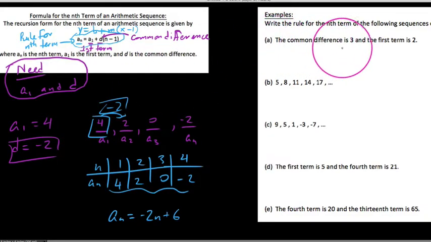So we're going to look at this one. We say the common difference is 3. Let's go ahead and write this down. D is 3 and the first term is 2. So this is like a meatball; I'm throwing a softball pitch up to you. But what would the rule be?